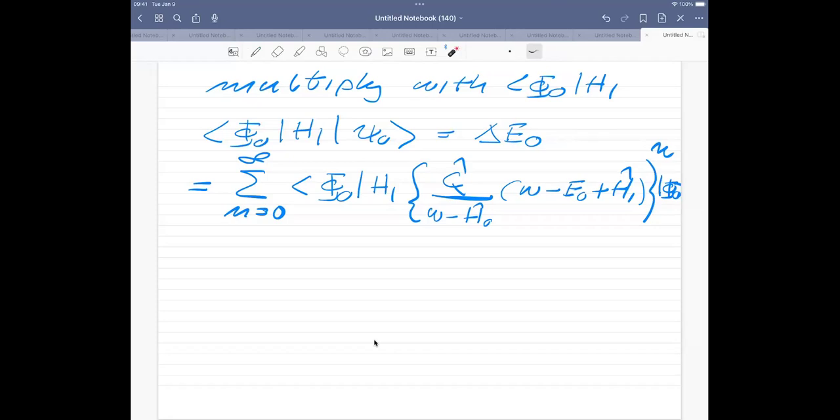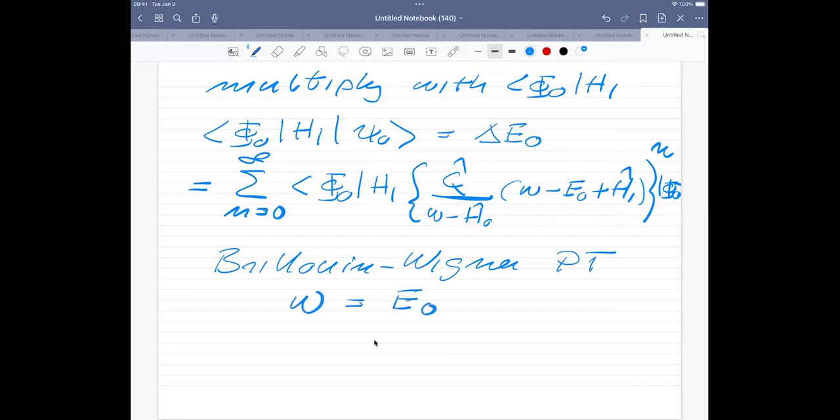Okay, so now we have an expression, but it doesn't look very practical because we got rid of one of the unknown quantities, but we still have this unknown quantity. So how do we deal with that? Now, there are two common ways of choosing this omega, and one leads to one type of many-body theory, which is called Brillouin-Wigner perturbation theory, and there we simply choose omega to be equal to E0. And then we have an expansion simply in terms of H1. However, we are going to get terms which will depend on E0, as you will see a little bit later.